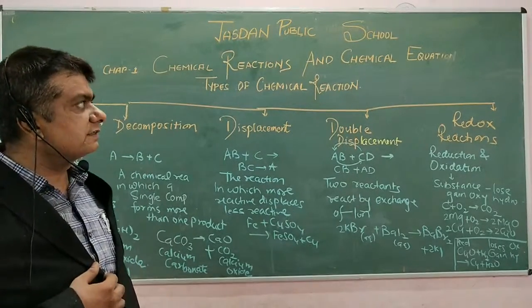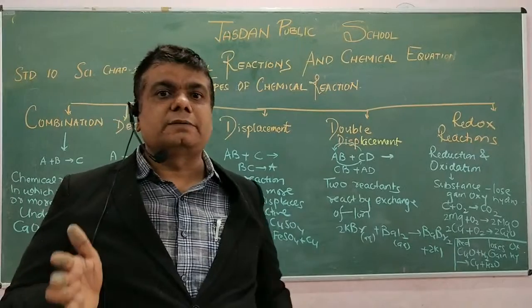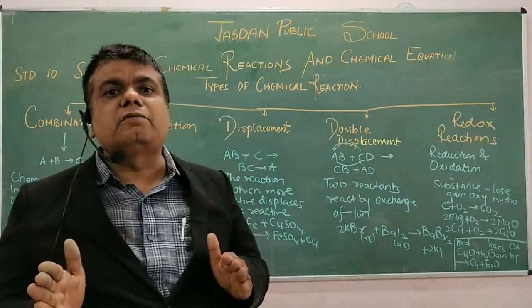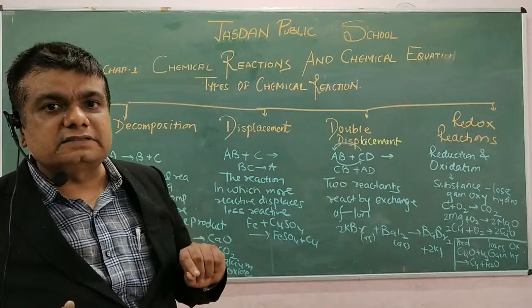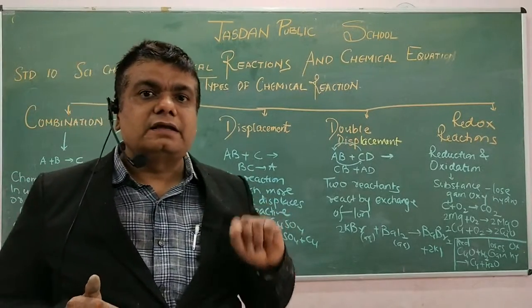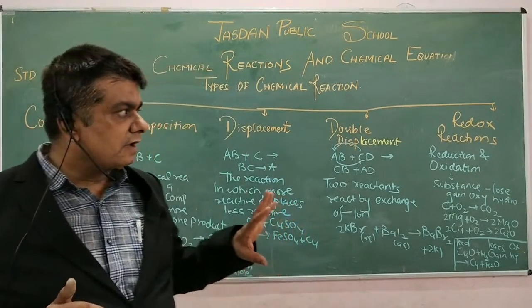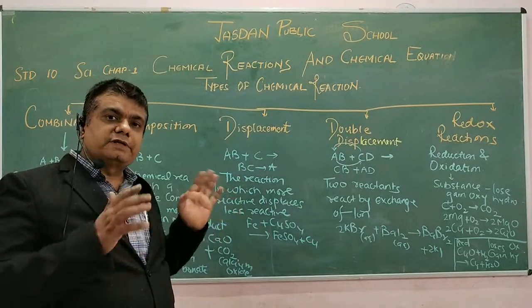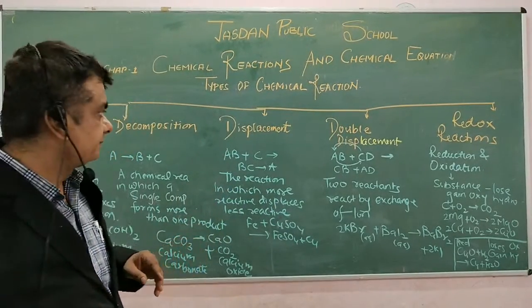Then we discussed how to balance a chemical reaction. The number of atoms on the right-hand side and left-hand side should be equal, and only then can we say that it is a balanced chemical equation. That was how to balance a chemical reaction that we studied in the previous class, and for that you should practice more.